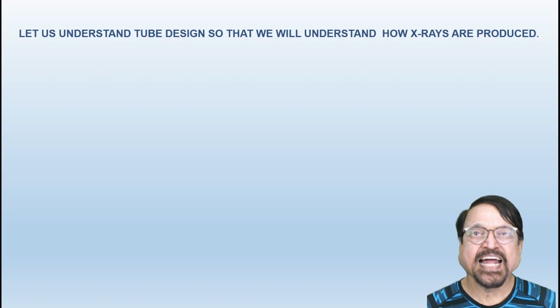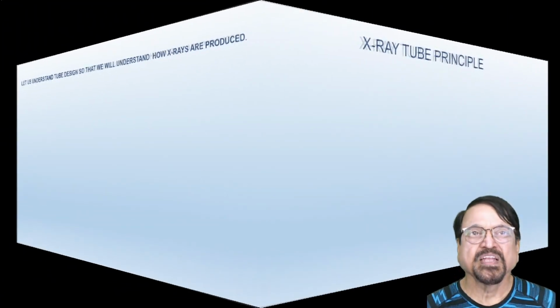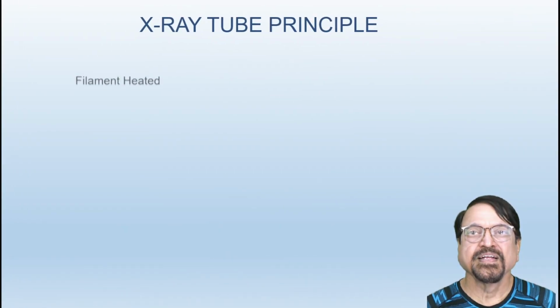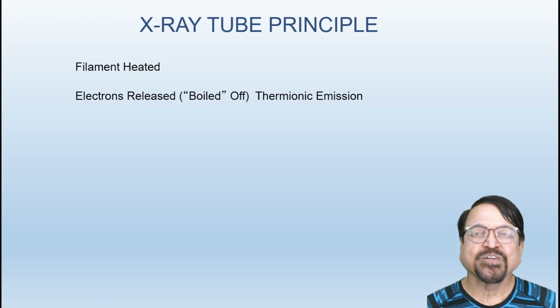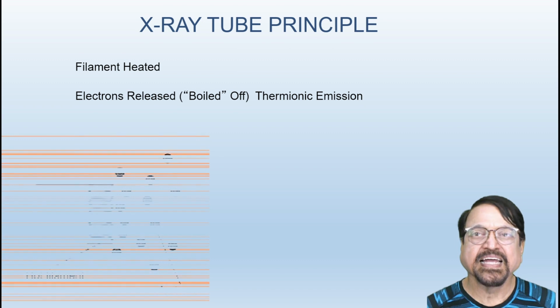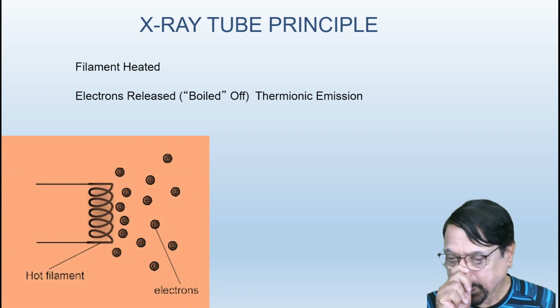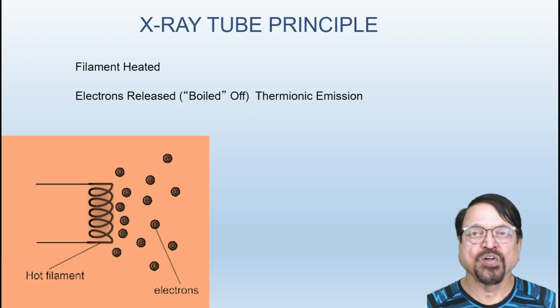Now let us understand the tube design so that we will understand how the X-rays are produced. Now, X-ray tube principles. There is a filament which is heated. Electrons are released, which is called the boil-off effect, that is thermionic emission. Here it can be evident. You are seeing from the hot filament how the electrons are boiled off.